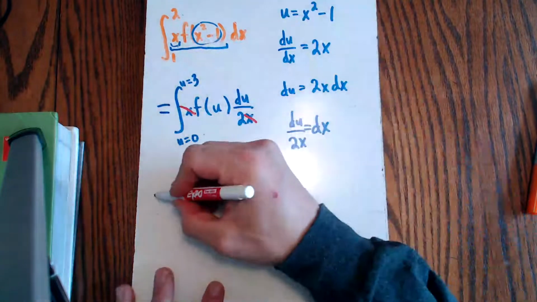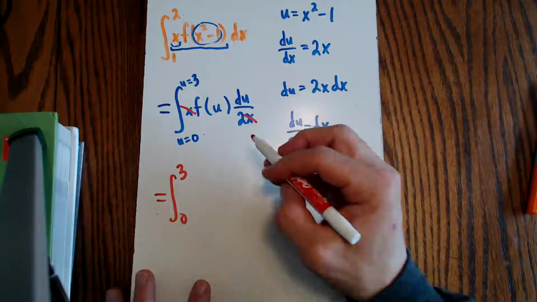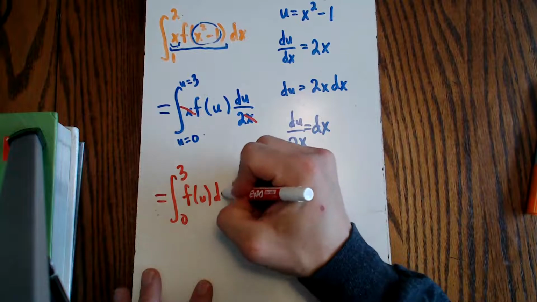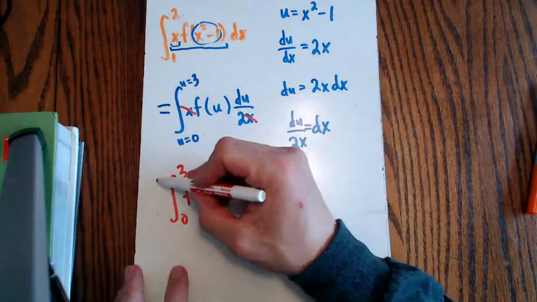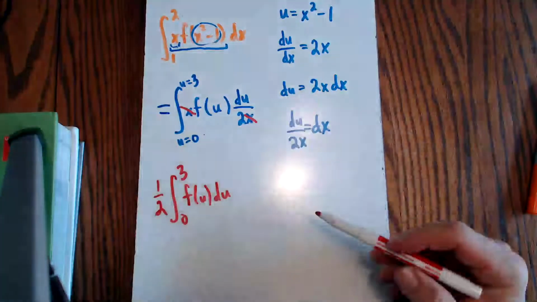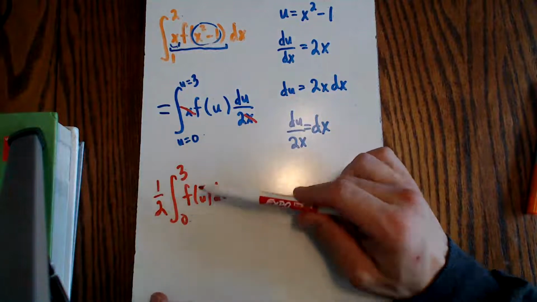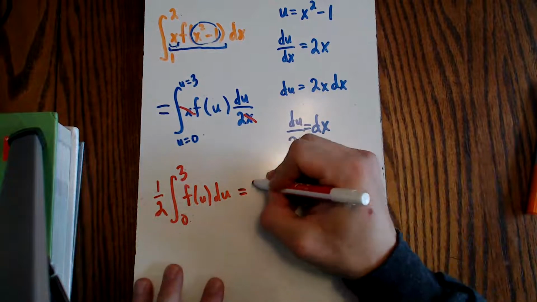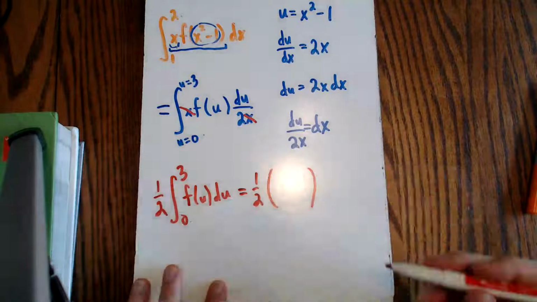So that brings me to this integral. The integral from 0 to 3 of f of u du, and then you see that divided by 2. That's just like a times 1/2 constant, and I can drag that out to the front. So if there's a way I can know the integral from 0 to 3 of f of something, then I can just take 1/2 of that integral from 0 to 3 of f of something and have my answer.